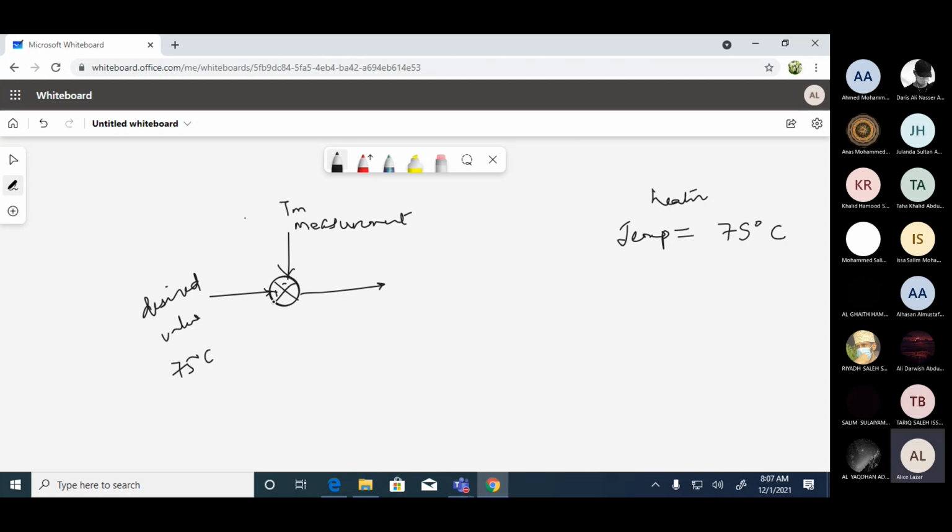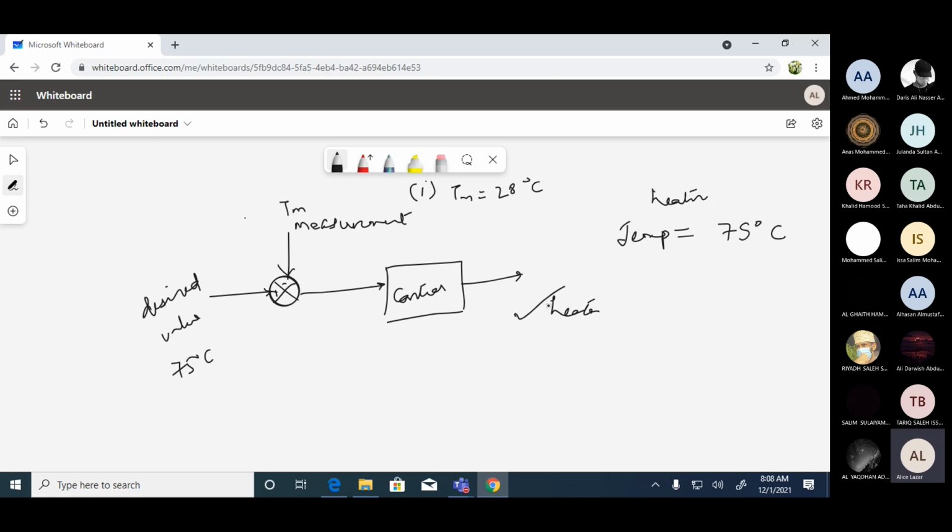And according to the difference, let us say, for example, in the beginning, in case 1, let us say that Tm is equal to 28 degrees C. What do you notice? You notice that the difference between the desired value and the measured value is very high. So this information is given to the controller, and accordingly it will switch on the heater.